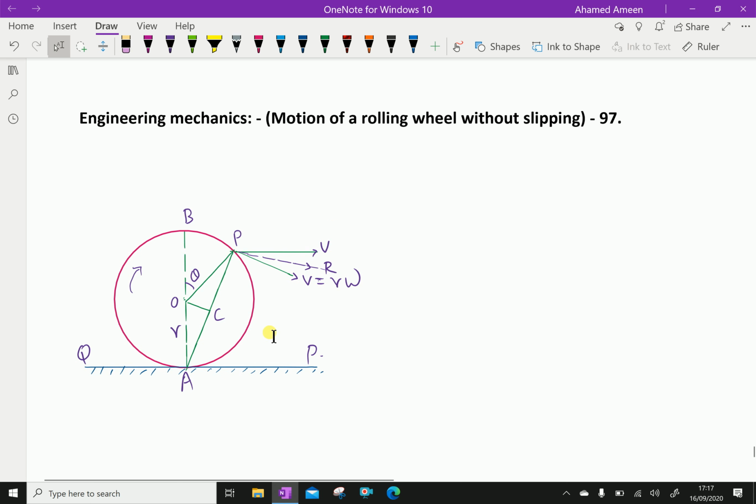Engineering mechanics: motion of a rolling wheel without slipping. Consider a wheel rolling along a straight path in such a way that there is no slipping of the wheel on its path.